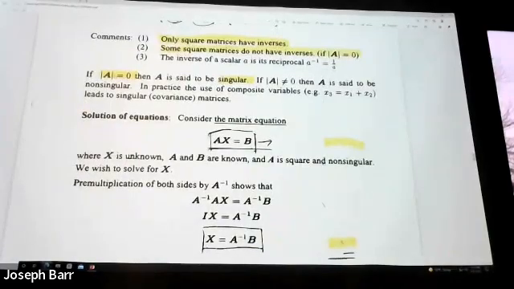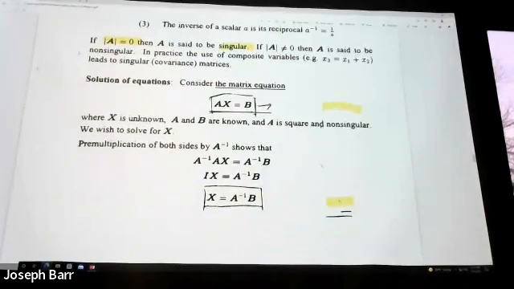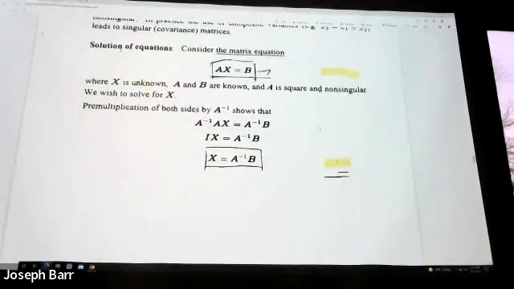So if this one is 0, then it becomes singular. If it's not 0, we call it non-singular. And we have the solution of the equation. Suppose we have this matrix equation. We have an A matrix here, and some unknown values here. A and B are known. All of these values are available to me. Then how are you going to get a solution of this equation?